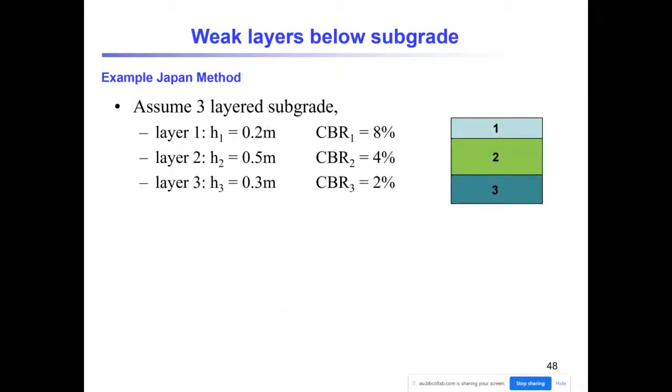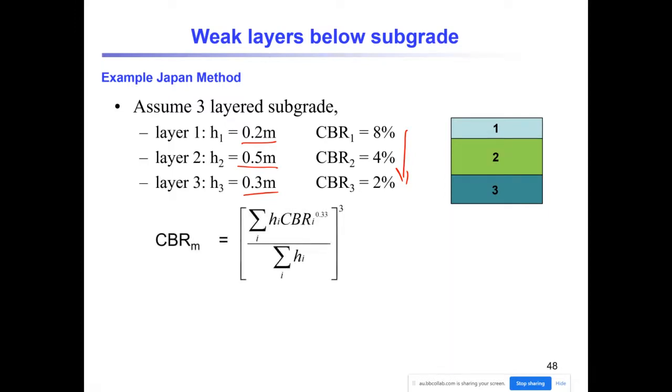So let me show you one very simple example of how to use this Japan method to determine the CBR value for a subgrade with weak layers below the surface layer. So look at the results. There are 3 soil layers. The thicknesses are here, 0.2 meter, 0.5 meter, and 0.3 meter. And as you can see, the CBR is decreasing in depth, 8%, 4%, and 2%.